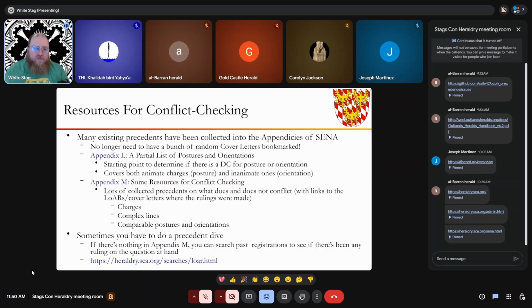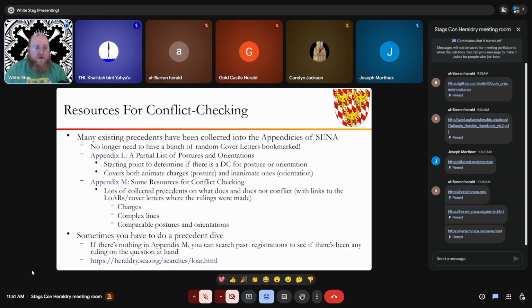There are some resources for conflict checking. I highly recommend making use of Appendix L and Appendix M. The board of directors requires any changes to the rules for submission, so to CINA, to be approved by the BOD. But there's more flexibility in precedent and in appendices. The core rules have to go through the BOD, but we can put resources and things like that in appendices without needing to go through a full BOD review cycle.